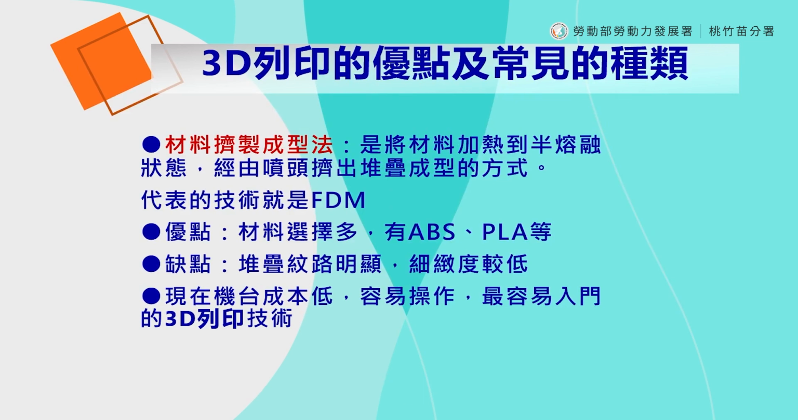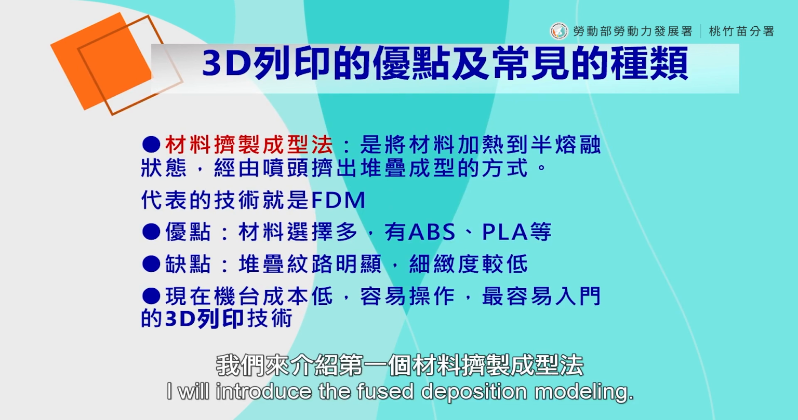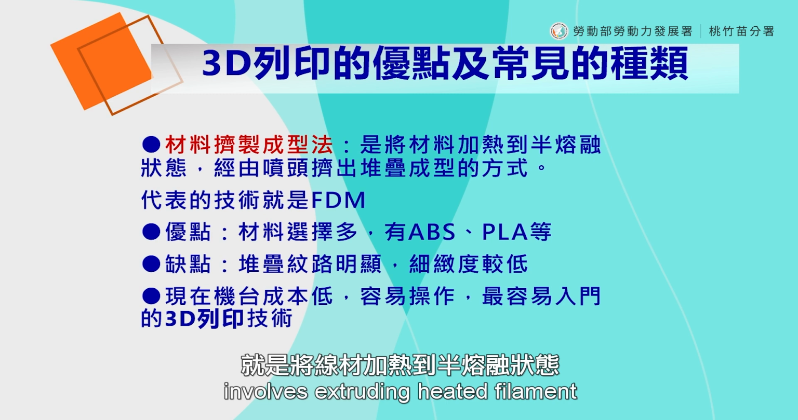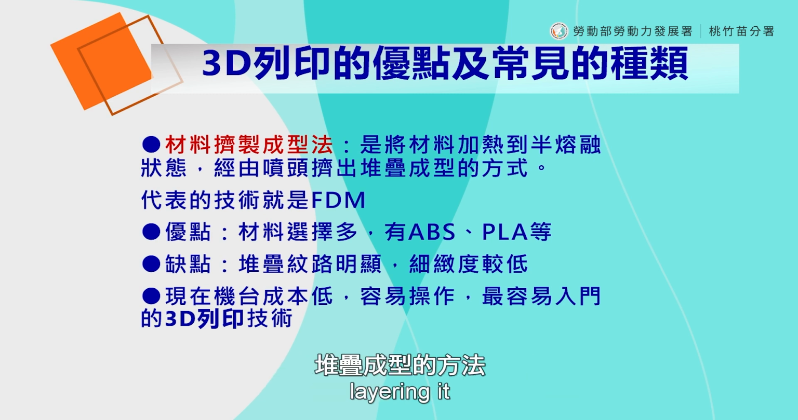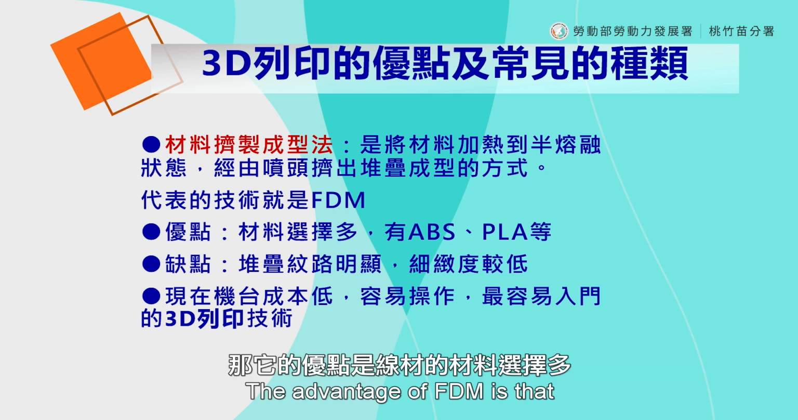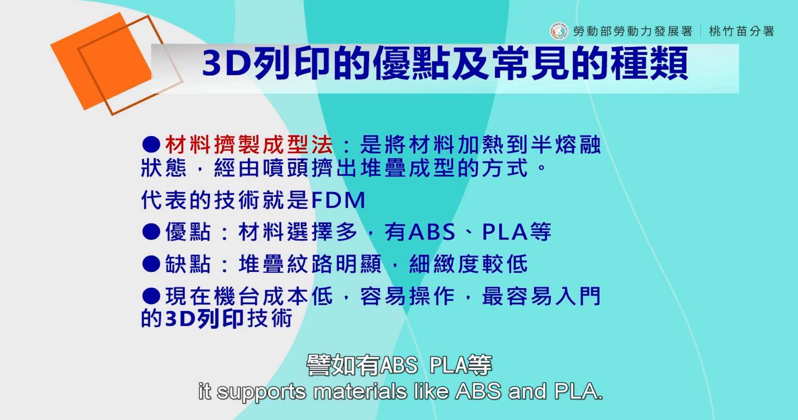First, I will introduce the fused deposition modeling. The fused deposition modeling, or FDM, involves extruding heated filament through a nozzle, layering it to build an object. The advantage of FDM is that it supports materials like ABS and PLA.